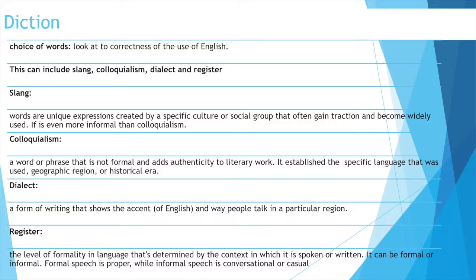And very often, colloquialism is used by the people of the specific country or area, and this very often establishes where the poem is set, the geographic region, or when it is set, the historic era. And these informal words make your poem or your literary work very authentic. It makes you feel like you're there.